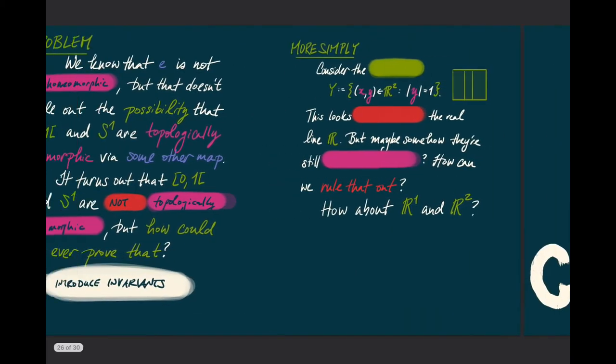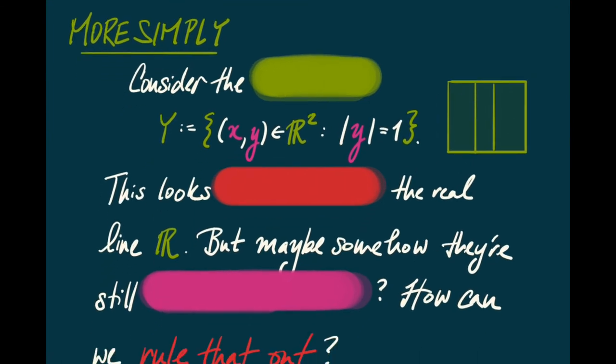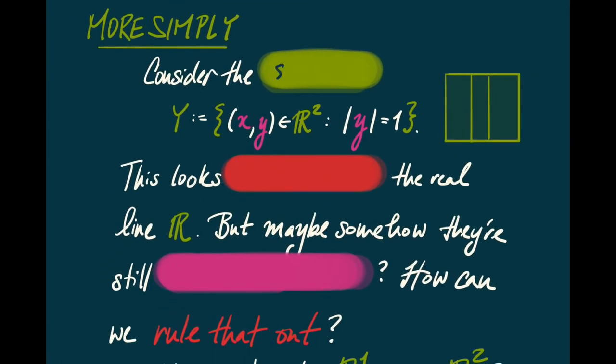Here's another example of the kinds of things that those invariants can do. Suppose that we consider the subspace Y of the plane, consisting of those points x, y, where y has absolute value 1. What does that look like? Well, it's the disjoint union of these two horizontal lines inside the plane. This looks, through human eyes, very different from the real line R. But maybe, still somehow, they're topologically isomorphic.